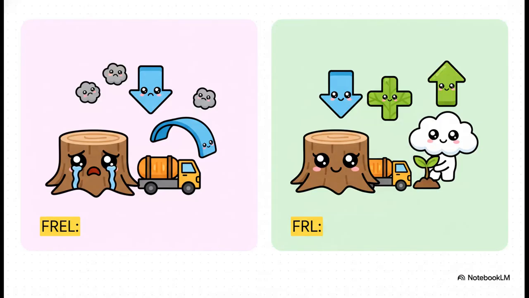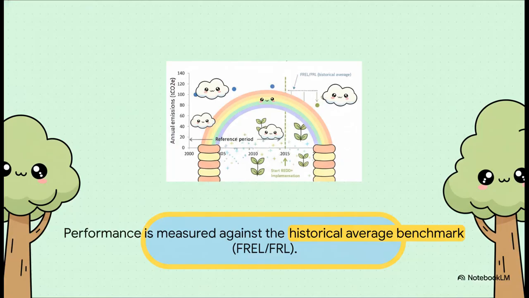Now, there's a small but really important difference between the two. On the one hand, you've got a FREL that's focused only on reducing emissions, think stopping deforestation, stopping degradation. But an FRL, well, that's a bit broader. It covers both reducing emissions and increasing removals. That's the plus in REDD+ we always talk about, things like planting new forests that actively suck carbon right out of the air.